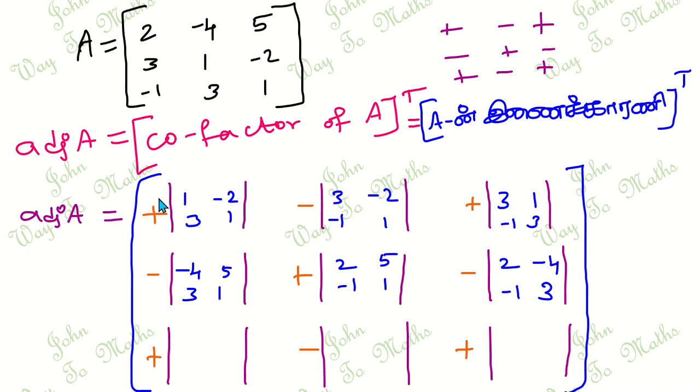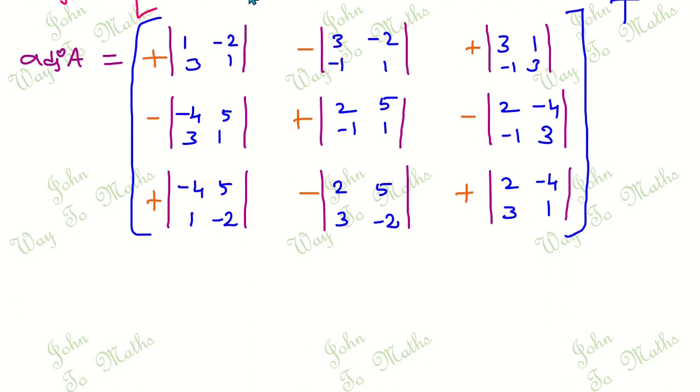Then third row first element minus 1, rows and columns will be eliminated. So remaining entries minus 4 5 1 minus 2. Then second row second element 3, rows and columns will be eliminated. So remaining entries 2 3 5 minus 2. Then third row last element, rows and columns will be eliminated. So remaining entries 2 minus 4 3 1. Then whole transpose. Next I'm going to minimize, which is equal to first diagonal minus second diagonal.